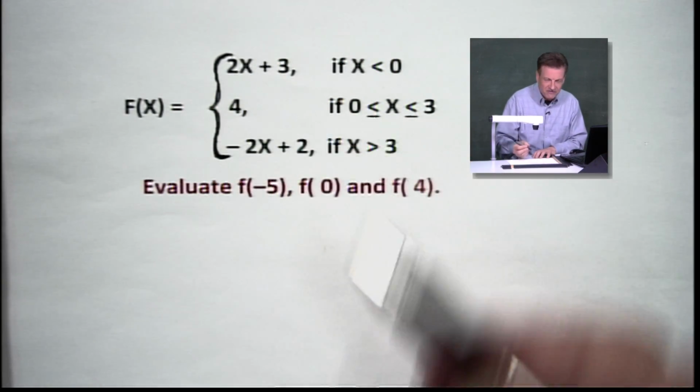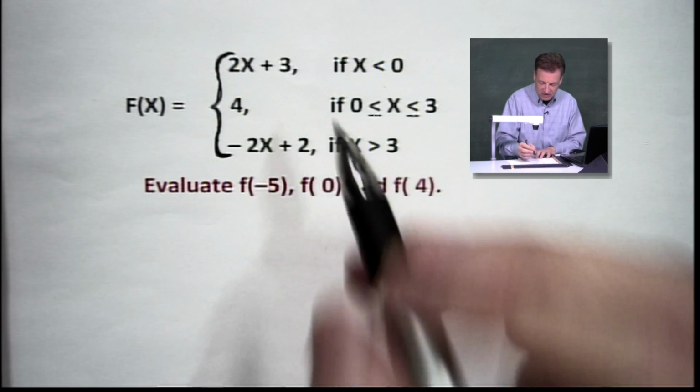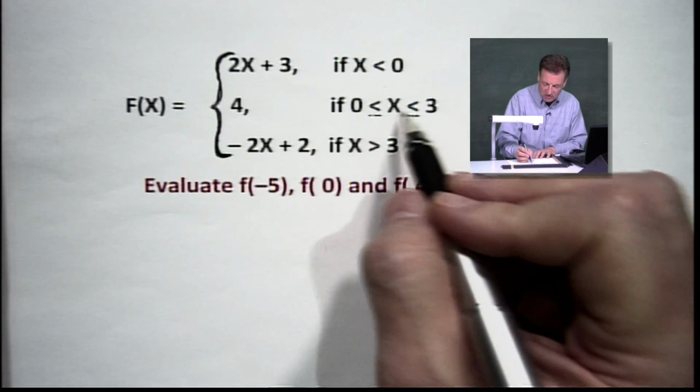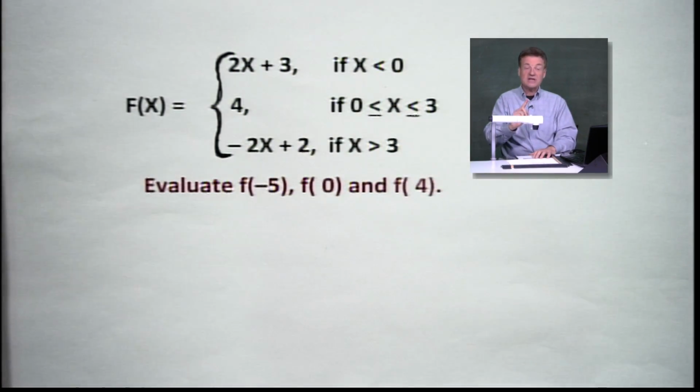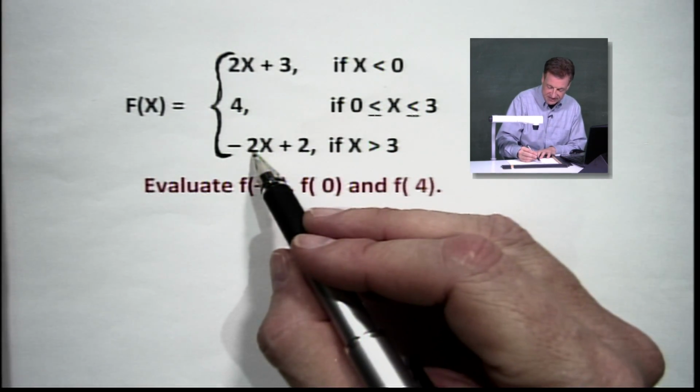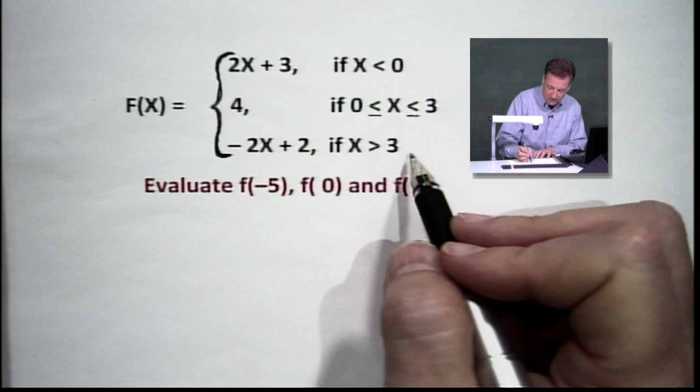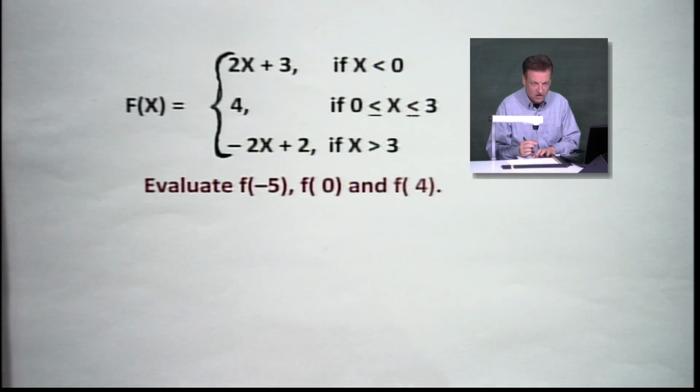Our answer is going to be 4. I don't care what was going on here. It's going to be 4 if you're somewhere between 0 and 3, and you can hit 0 or 3, all right? And then last but not least, we've got this negative 2x plus 2 if we get an x that is greater than 3. Now, I'm not going to guarantee everything's going to get used, but I hope it will. I think it will on this. I think it will, all right? So let's see what happens.